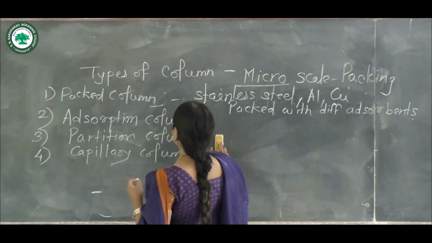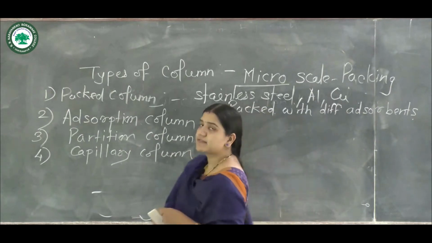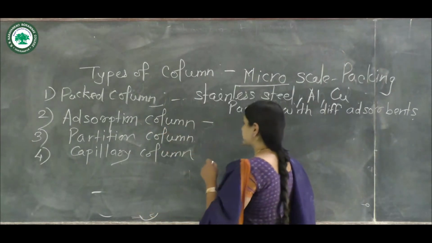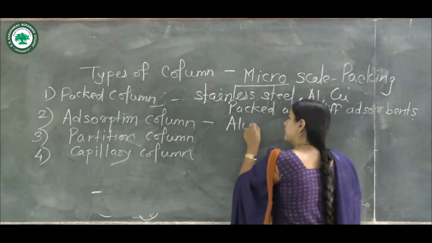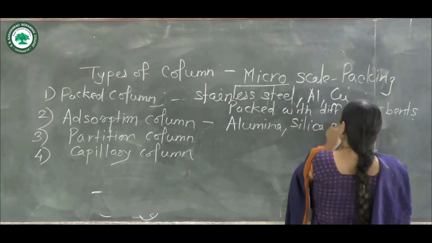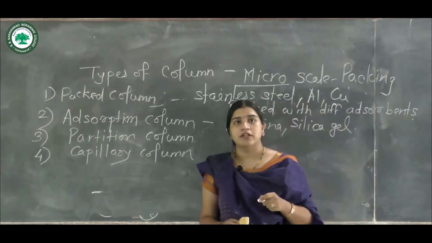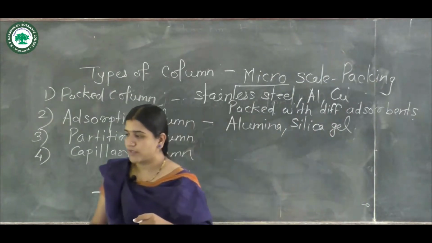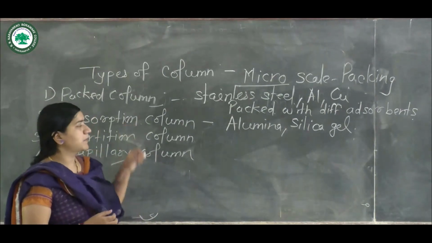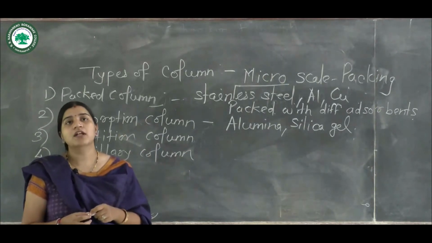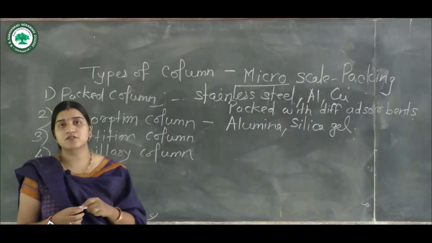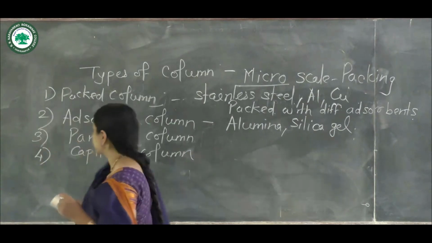Now the second type of column that we are going to study is the adsorption column. For the adsorption column, we generally use alumina or silica gel as the adsorbent. In adsorption chromatography, mainly alumina, silica gel or activated carbon are used. Now for which type of analysis which material is used, we will see. The first adsorbent is silica gel.